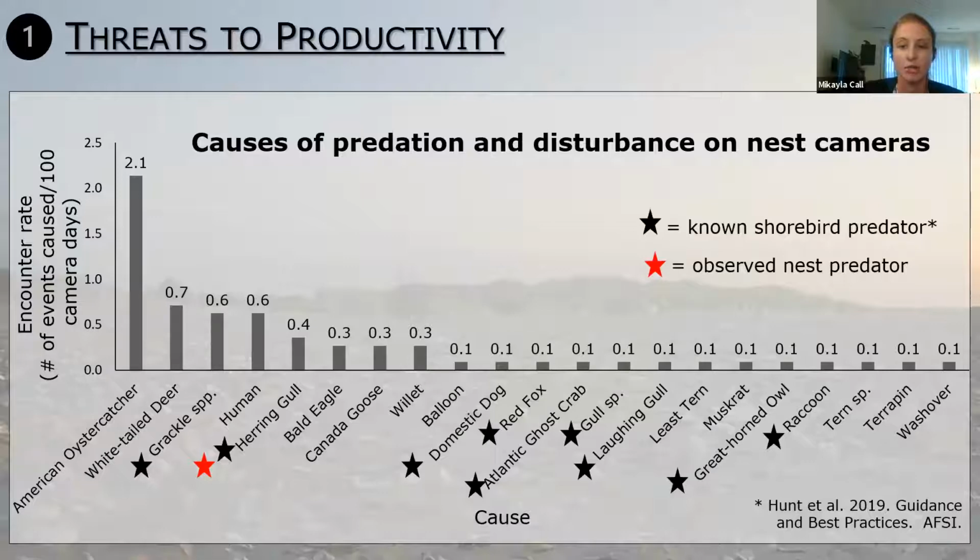I marked herring gull with a red star because it was the source of the only nest predation event captured on camera. Other American oystercatchers intruding on the nest site were the most frequent cause of disturbance, followed by white-tailed deer, grackles, and human recreationists.